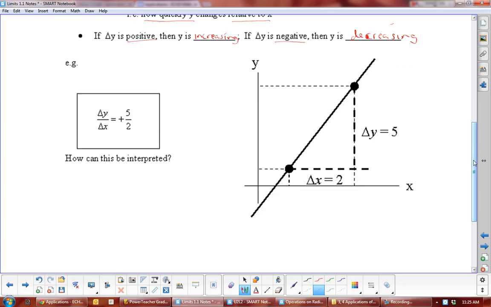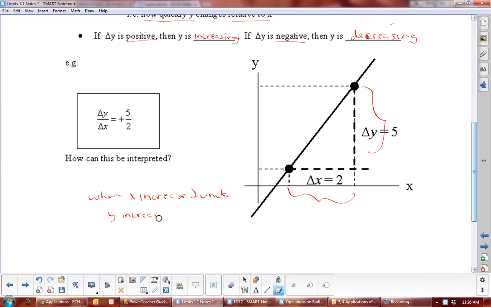Okay, this one here would be a positive slope. So the delta y, so the change in y would be 5. The change in x would be 2. Therefore, 5 over 2 is your slope. So what that means is when x increases 2 units, y increases 5 units.